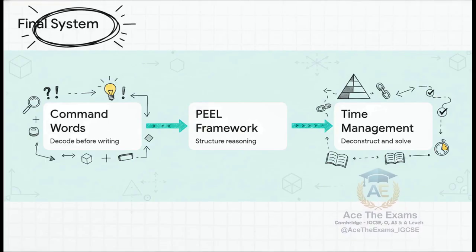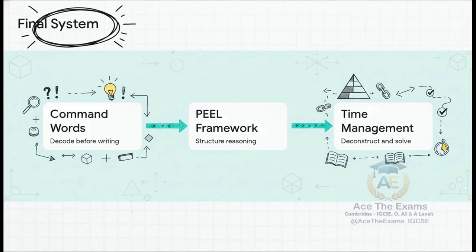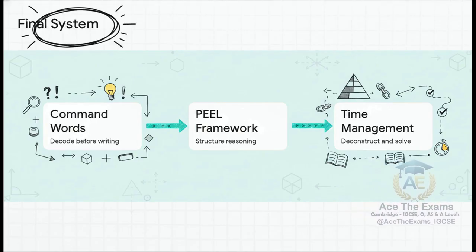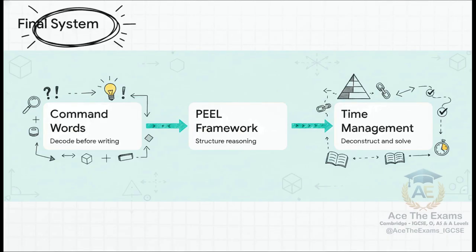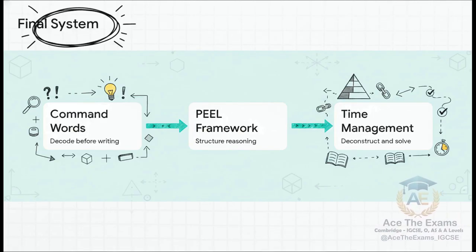Rule 1: command word decoding. You must physically highlight the command word before you write a single number. Words like verify, show that, and find all dictate entirely different levels of mathematical proof. Rule 2: PEEL framework application. Structure your math like a precise legal argument. Point, evidence, explanation, link.